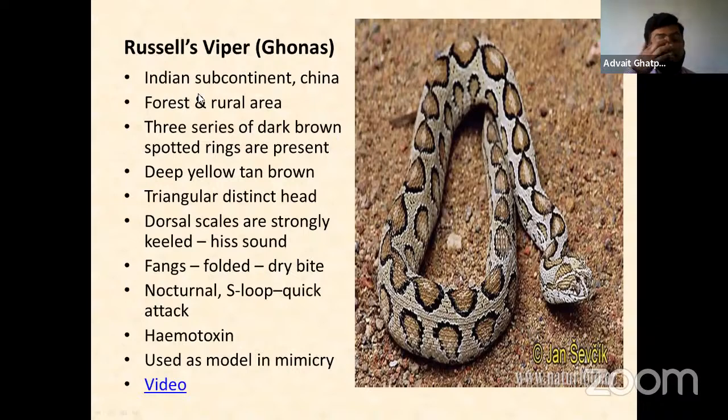Okay, it occurs in Indian subcontinent, China, occurs in forest and rural areas also. 3 series of dark brown spotted rings are present, which forms this kind of triangular diamond shape. Okay, yellow, deep yellow, tan brown, तो आतल्या साईडला असतो. And having triangular head, म्हणजे त्रिकोणाकृती त्याचं हेड असतं. And again, they can show this sound by keeled scales, but not as much as Phurse.